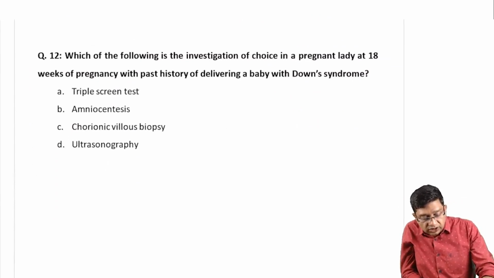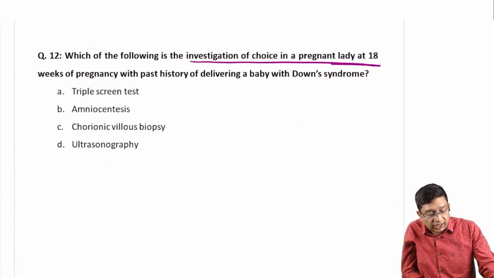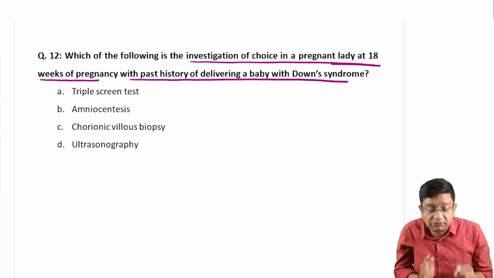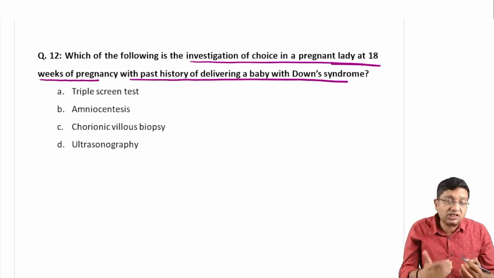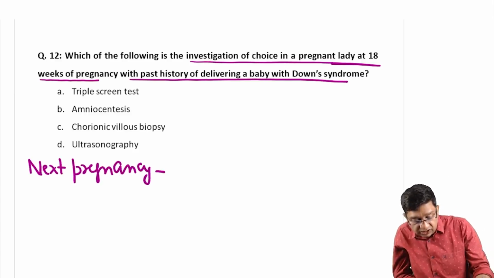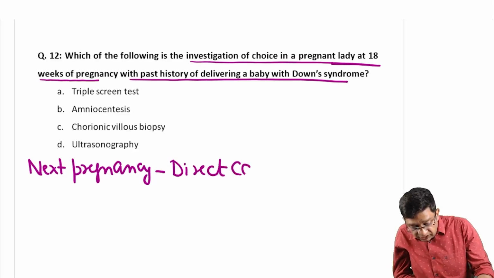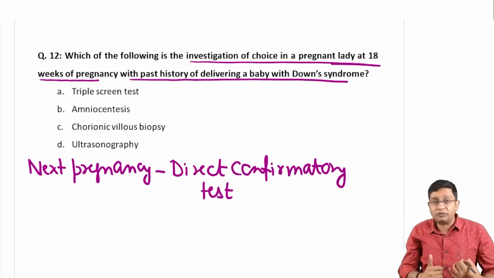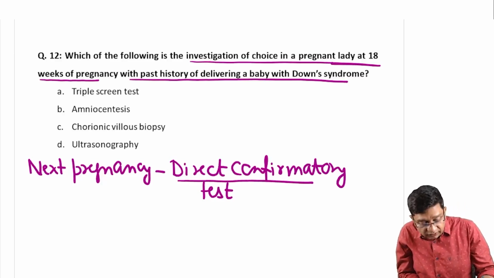Which of the following is the investigation of choice in a pregnant lady at 18 weeks of pregnancy with a past history of delivering a baby with Down syndrome? Always remember, if a lady has already delivered a child with Down syndrome, then in the next pregnancy you directly go for the confirmatory test. You don't go for the first screening, then confirmation.